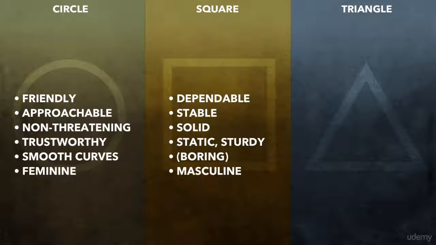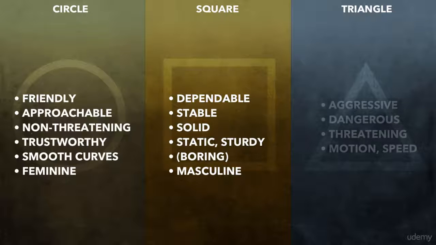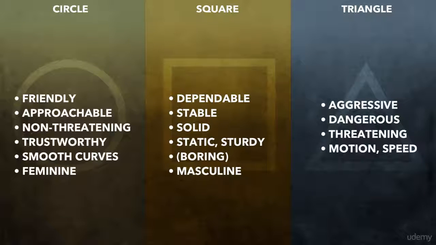Squares are dependable, stable, and solid. They seem static and sturdy or even boring. Squares can also imply masculine. Triangles are aggressive, dangerous, or threatening. The sharp edges imply both motion and speed. Let's take a look at some sketches that make heavy use of each of these primary shapes. For each shape, let's take a look at a cartoony face, a machine, and an animal.